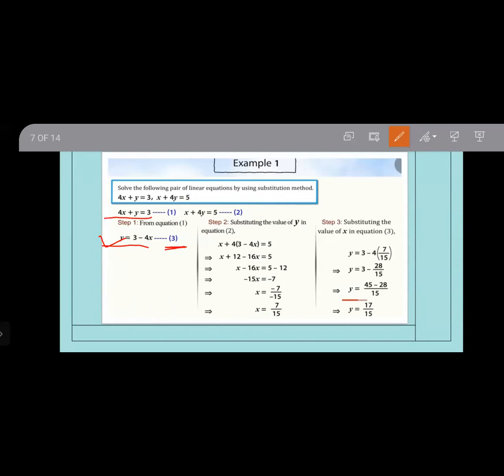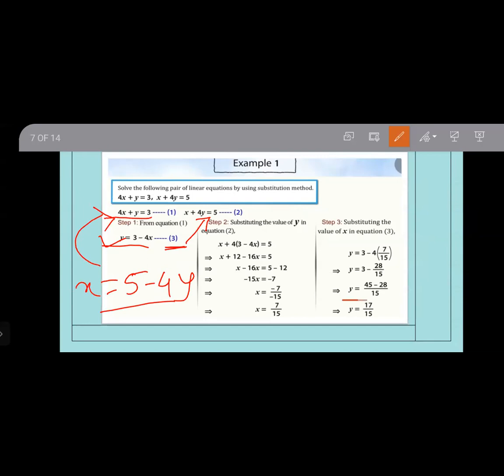So this value of y you will substitute in equation 2. You will not substitute in equation 1. Why? Because if you substitute in equation 1, you will get the same thing. So if you are taking equation 1, substitute in equation 2. If you are taking equation 2, that is x equals 5 minus 4y, then you will substitute this in equation 1. Opposite cases.